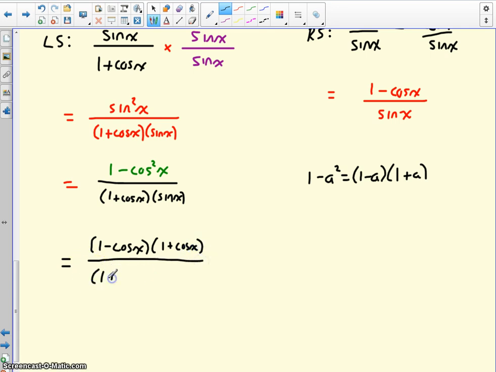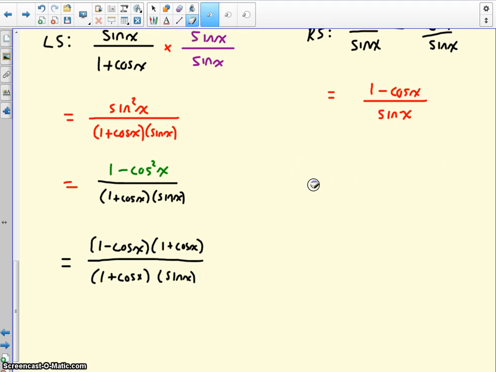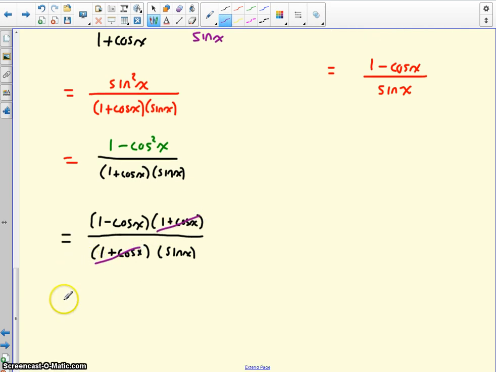And I still have my 1 plus cos x times sine x down here. So now, hopefully you can see some things are going to start to cancel, because now I have a 1 plus cos x in both the numerator and the denominator. Those can now cancel, and I'm left with 1 minus cos x over sine x.